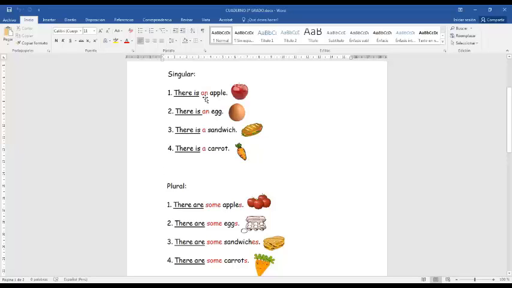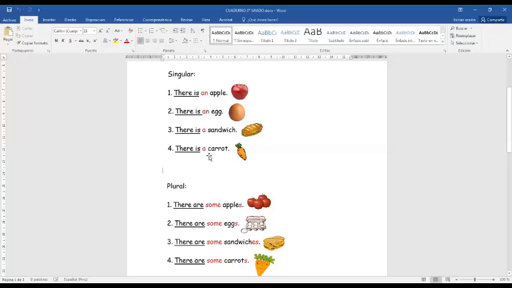And we use an before a vowel or a before a consonant. ¿Ok? ¿Qué quiere decir? Usamos an antes de una palabra que comience con vocal. En este caso, apple comienza con la vocal a. Es por eso que nosotros colocamos antes an. There is an apple. ¿Y cuándo usamos a? Usamos a antes de una palabra que comience con una consonante. Example, sandwich. Sandwich comienza con la S. Por lo tanto, digo a sandwich. There is a sandwich. Okay?